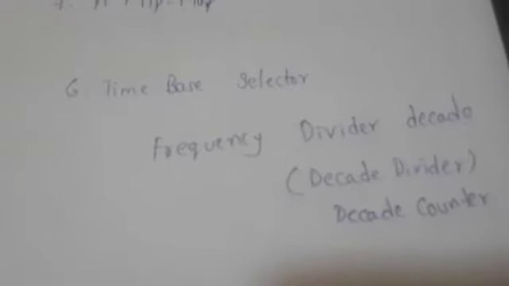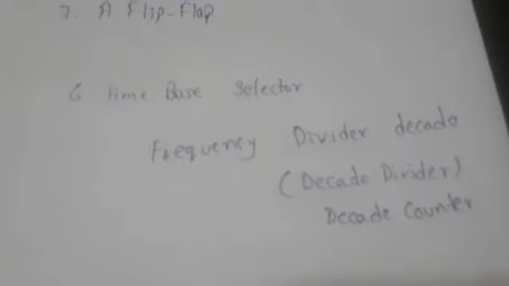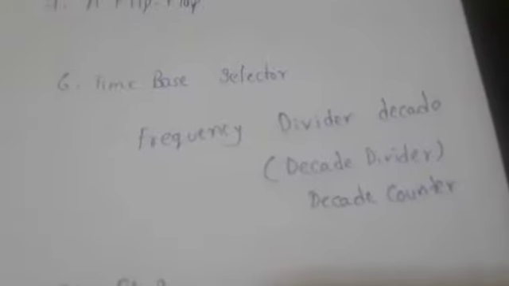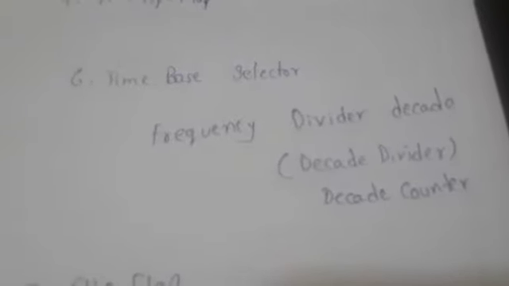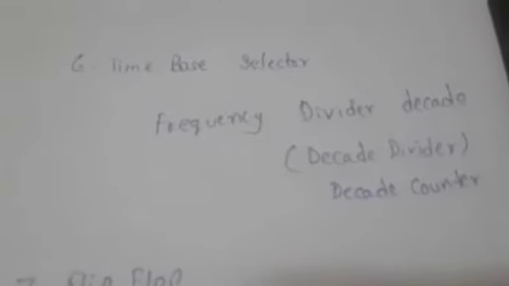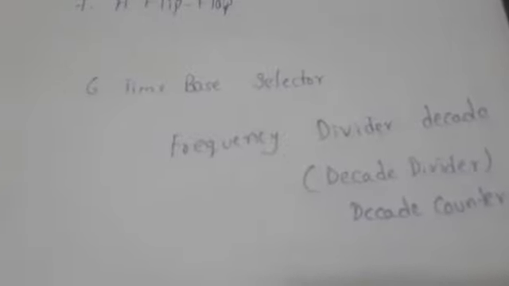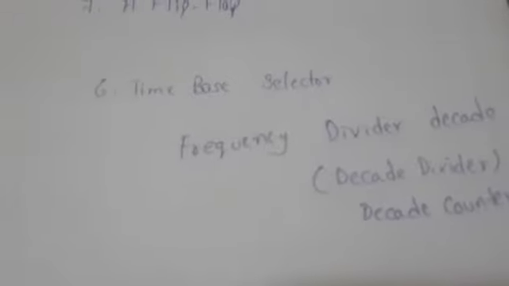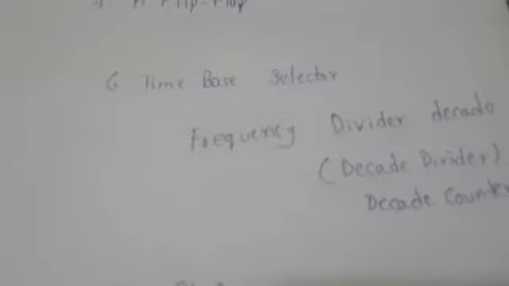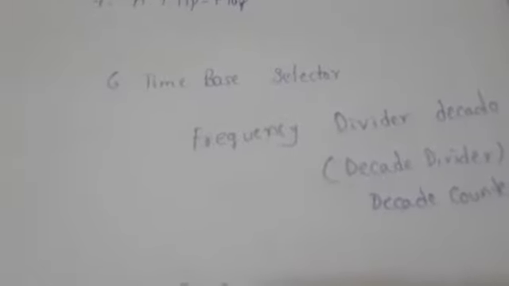Next we go for time-based selector. Time-based selector is a circuit which can change the time period of signals for the reference purpose. The time base consists of a fixed frequency crystal oscillator called a clock oscillator, which has to be very accurate. In order to ensure its accuracy, the crystal oscillator is enclosed in a constant temperature oven.